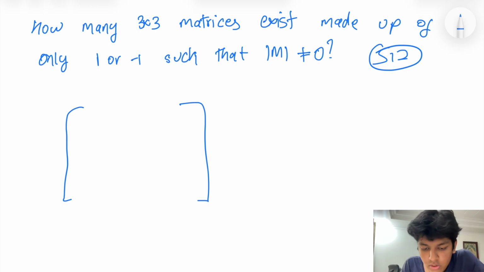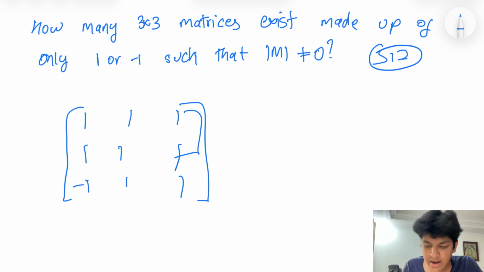Okay, so now our matrix is filled with ones or minus ones, right? Now when is the determinant of a matrix 0? Let's think. When two rows are same or proportional, right? When two rows are same or proportional, then we say that the determinant of that matrix is 0. So for example, if we have 1 1 1, 1 1 1, minus 1 1 1, so these two rows are same and hence the determinant of this matrix is 0.